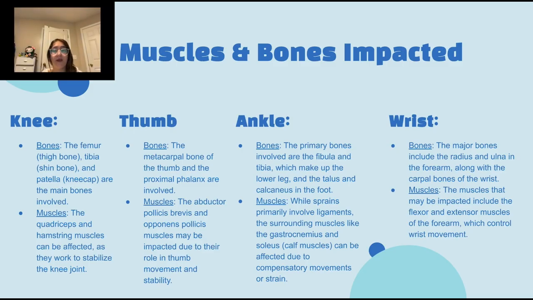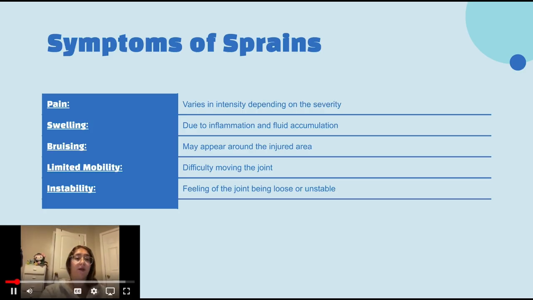For wrist sprains, for the bones, the major bones include the radius and the ulna in the forearm, along with the carpal bones of the wrist. And then the muscles that may be impacted include the flexor and the extensor muscles of the forearm, which control wrist movement. So let's discuss symptoms of sprains.